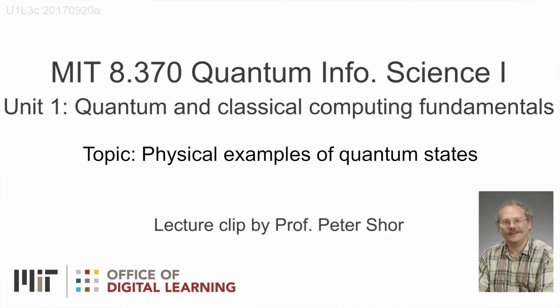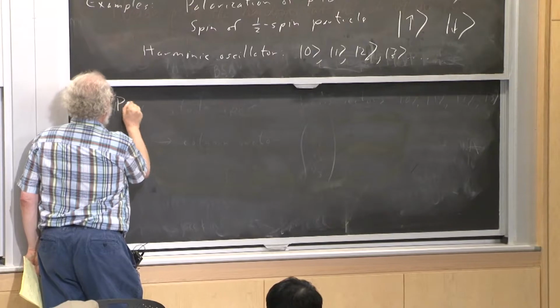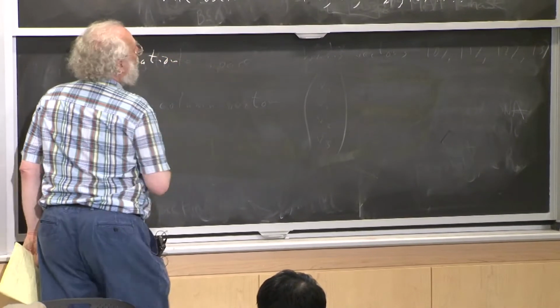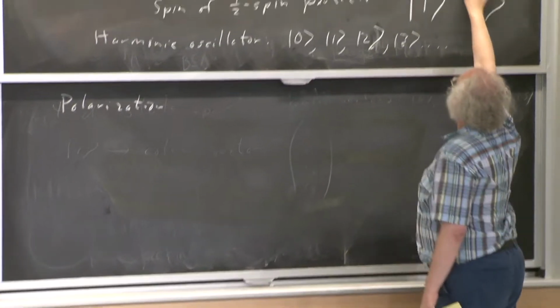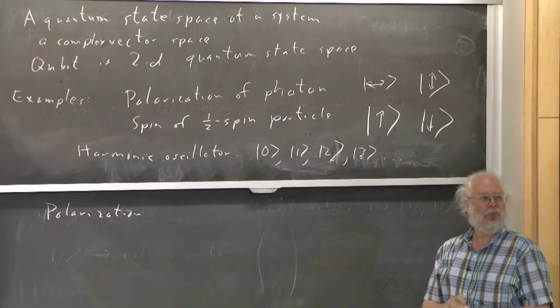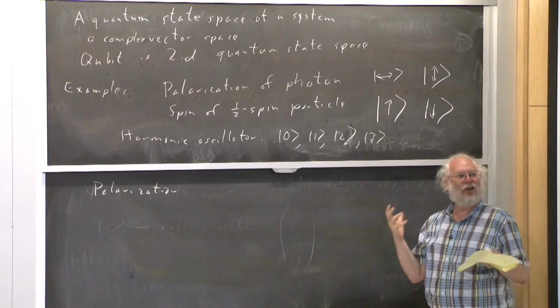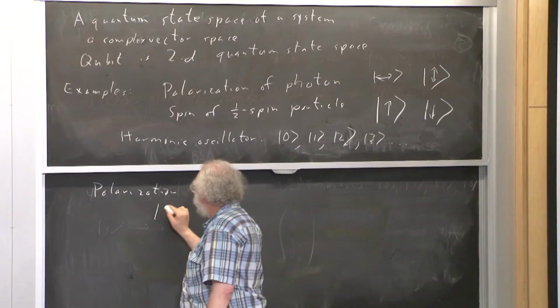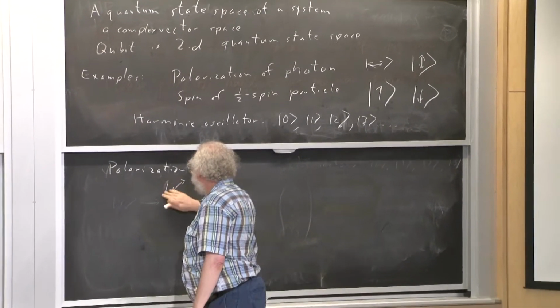Let's go back to examples. We have polarization of a photon. I said there were two basis states. But of course, you know that a photon can have a lot more than two polarizations. So for example, you can have a diagonal polarization.